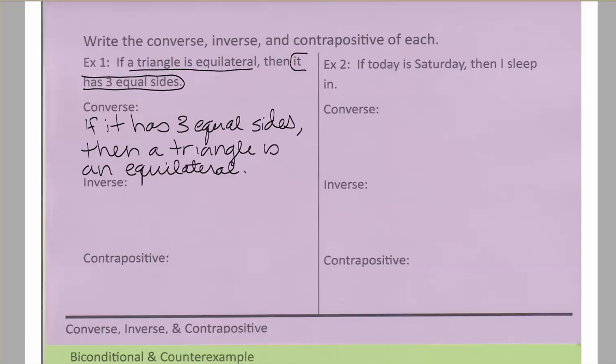The inverse is adding nots to those things. So if, and how do I say a triangle is not an equilateral? Just like that, a triangle is not an equilateral. So if a triangle is not an equilateral, then it does not have 3 equal sides. You just make it somehow say it doesn't have 3 equal sides.